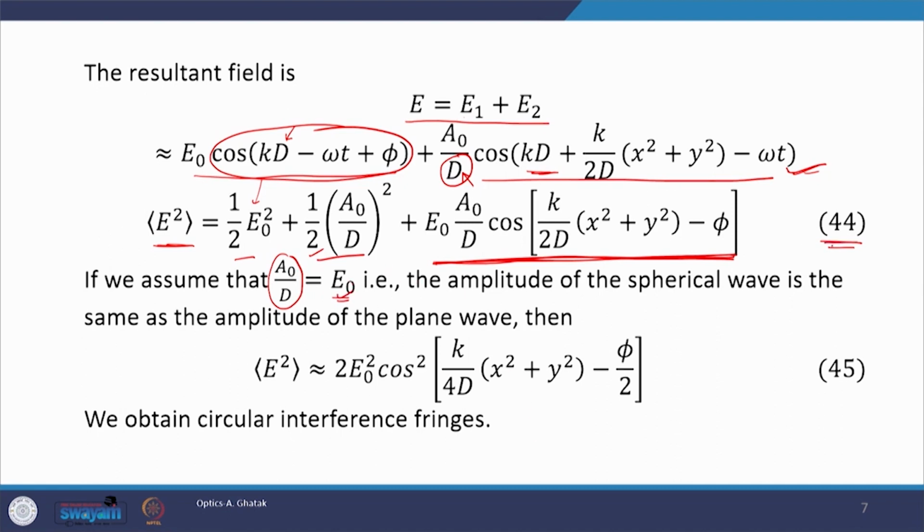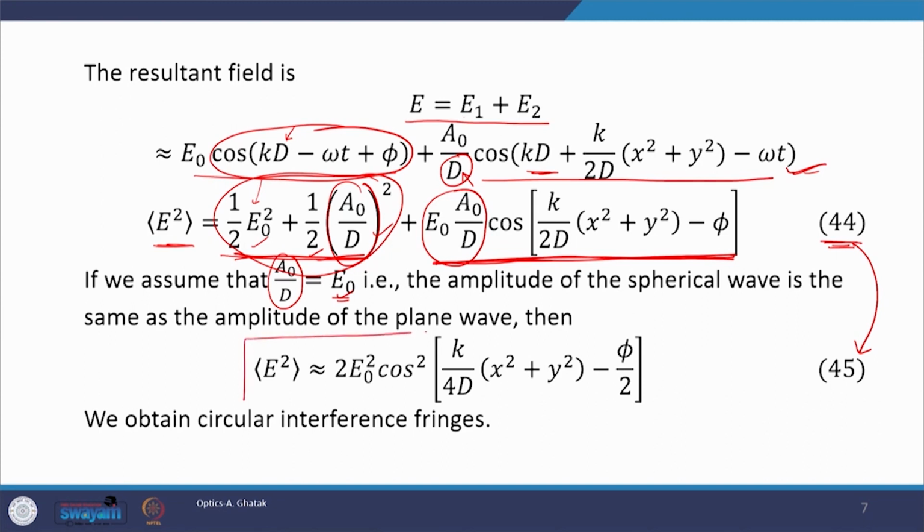With this, equation number 44 reduces to equation number 45, because this is again equal to E naught square, and therefore the first two terms would be equivalent to E naught square, because the first one is E naught square by 2, and the second is also E naught square by 2. Therefore, these two terms collectively would be equal to E naught square. Here too, these two terms would be equal to E naught square, and what is left is cos of k by 2d times x square plus y square minus phi.